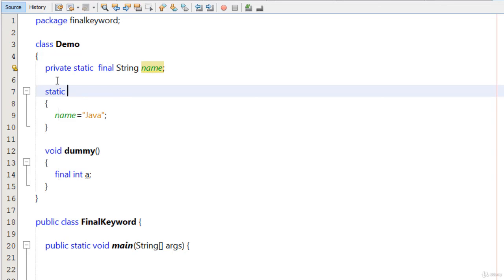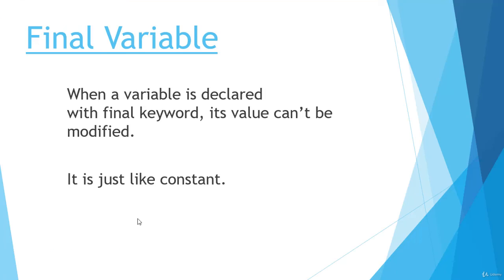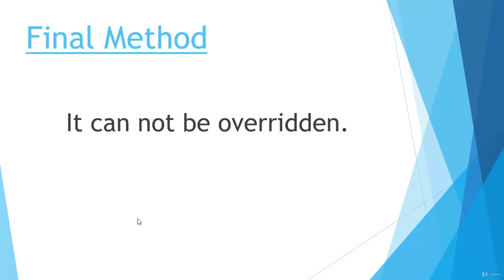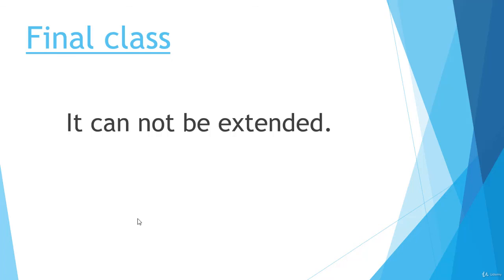Okay, so this is the final variable, and now we have the final method. The final method cannot be overridden, meaning we cannot override a final method. And a final class cannot be extended, meaning we cannot apply inheritance, and we cannot extend the final class or create a child class of the final class. So let's create our program for the final method and the final class in NetBeans.